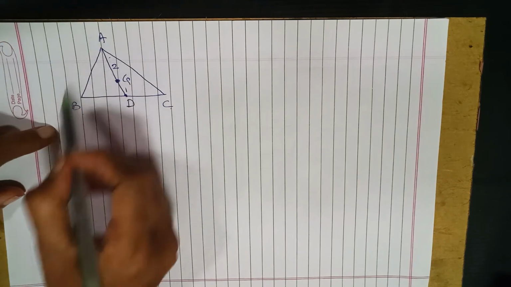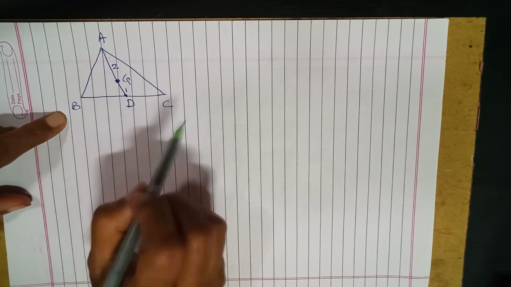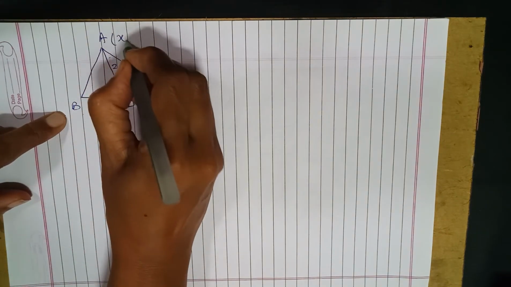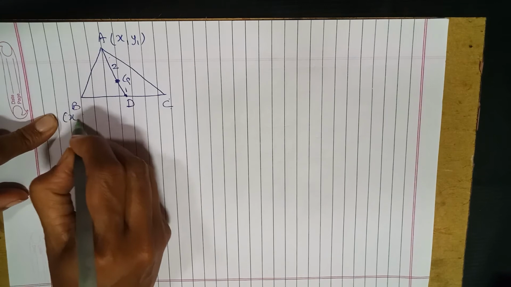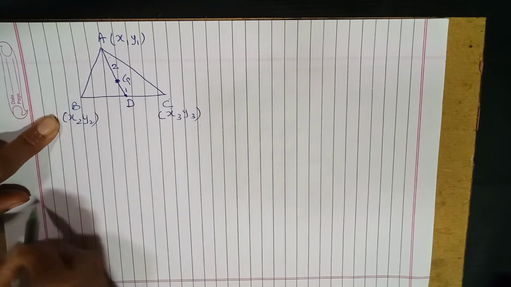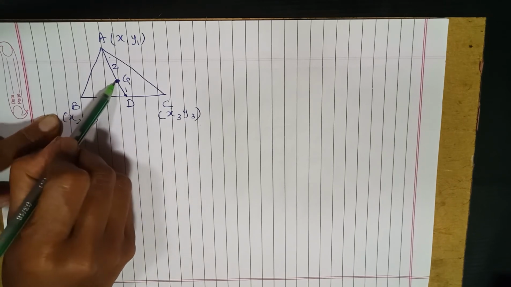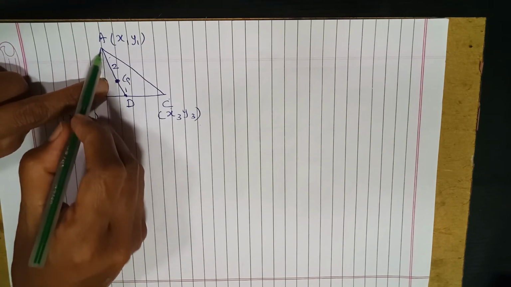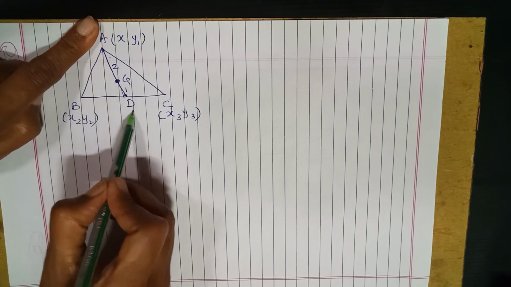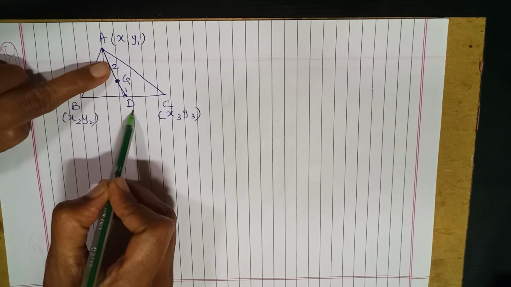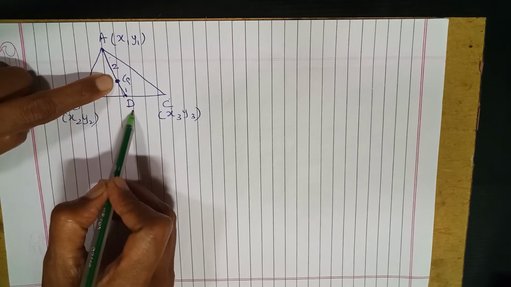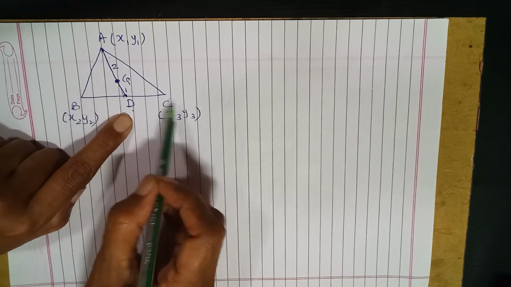Now if all the 3 vertices of the triangle are given, we are supposed to find the coordinates of this centroid G. So let us say A is x1, y1, B is x2, y2 and C is x3, y3. Now we have to find out the coordinates of this point G, right? Now you can see this segment AD is a segment where A is given, D we will have to find out, and the ratio is given 2:1. Then using the section formula, we can find out the coordinates of G.